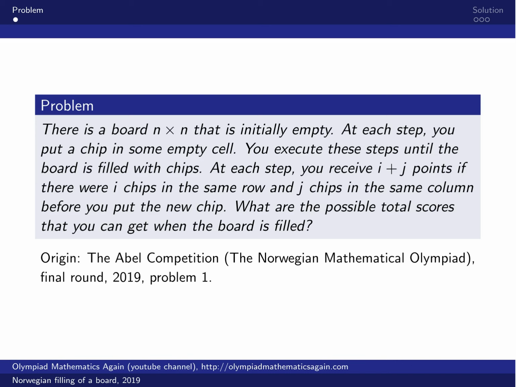You execute the steps until the board is filled with chips, and at each step you receive i plus j points if there were i chips in the same row and j chips in the same column before you put the new chip. What are the possible total scores that you can get when the board is filled? So this is a problem from the Abel Competition, also known as the Norwegian Mathematical Olympiad, the final round 2019 problem 1.